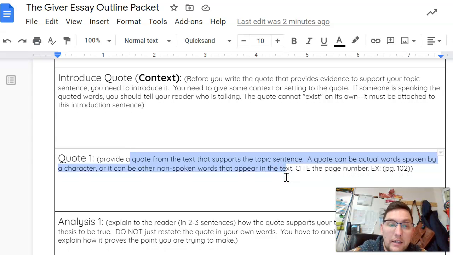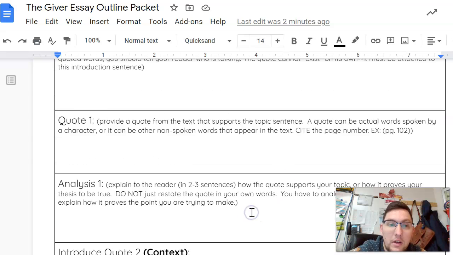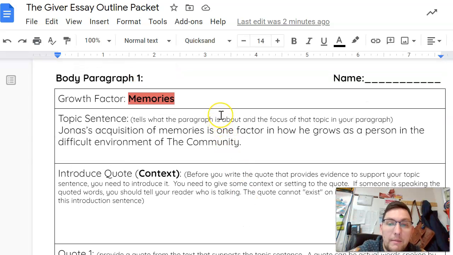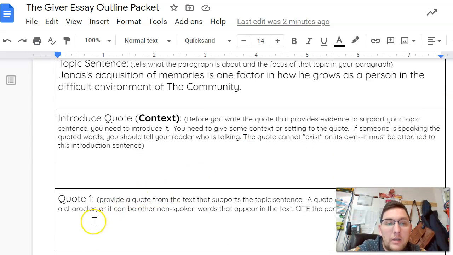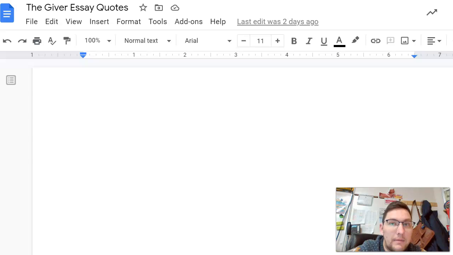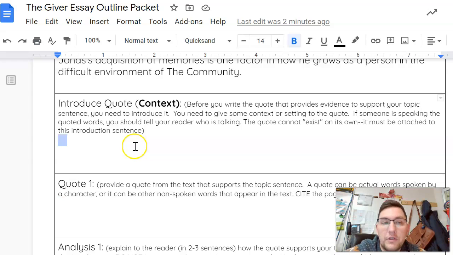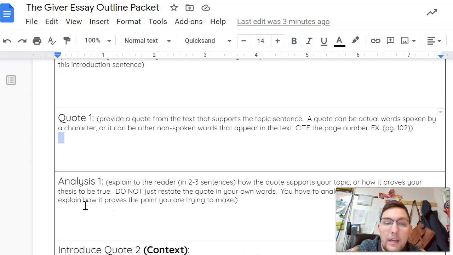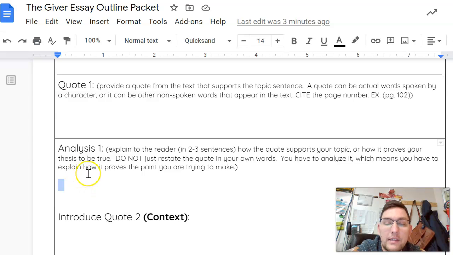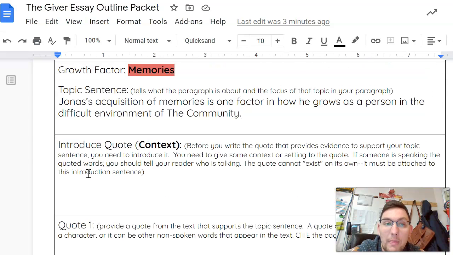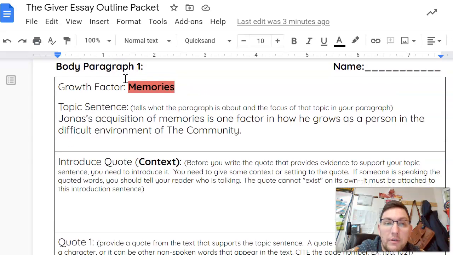So you'll need to go find, because you'll have to do this twice, 2 quotes that tell me that memories, or a specific memory, has helped Jonas to grow as a person in the community. You'll then put those quotes in this document. You'll plug them into this box right here. And then you'll have to introduce the quote. To introduce the quote, that means you're going to have to explain what's happening in the scene where you found that quote. Then analyze. Analysis is you tell me, how does this quote show that memories helped Jonas grow?